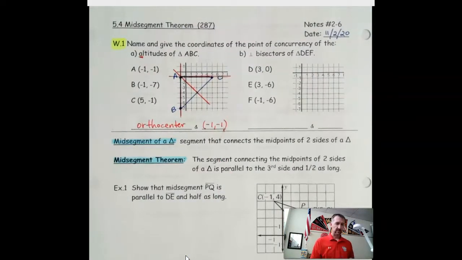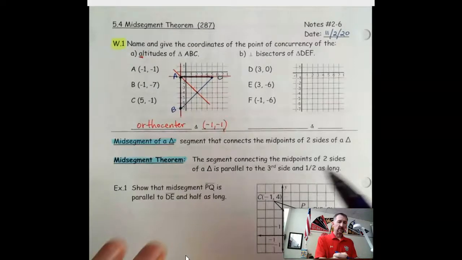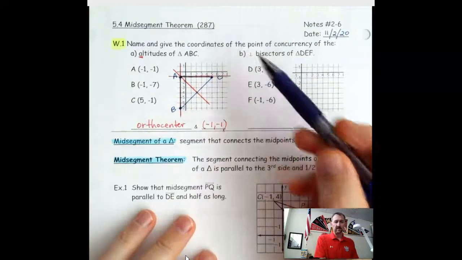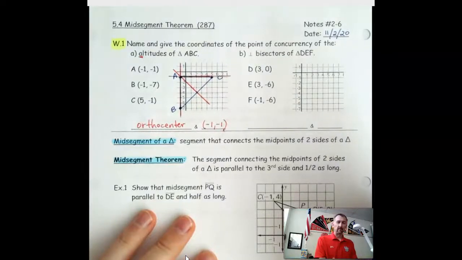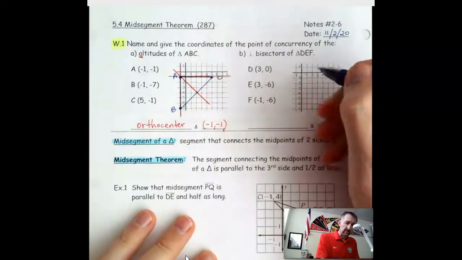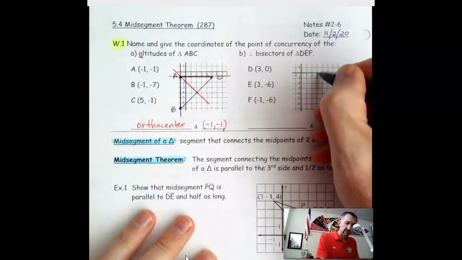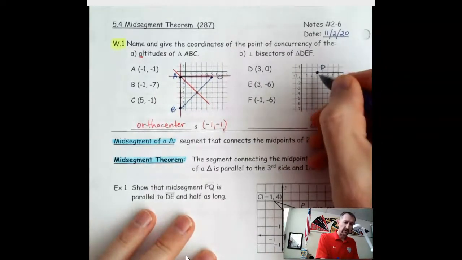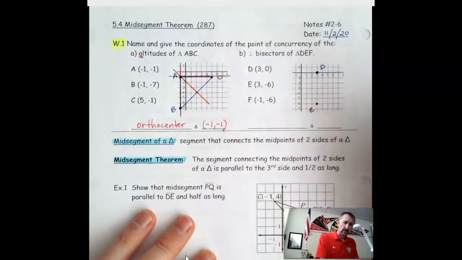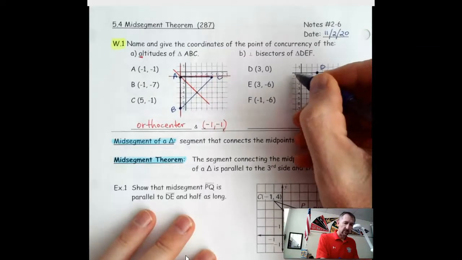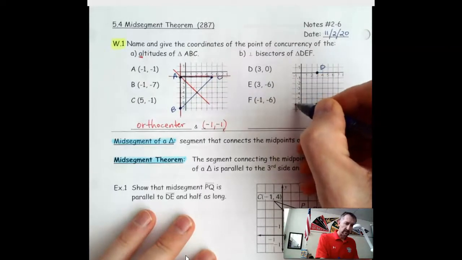All right, so now we're going to do the perpendicular bisectors. So perpendicular starts with P, so that's a consonant, so this would be a consonant. All right, we can plot it first. So 3, 0, D, so over here, E is 3, -6, and F is -1, -6.